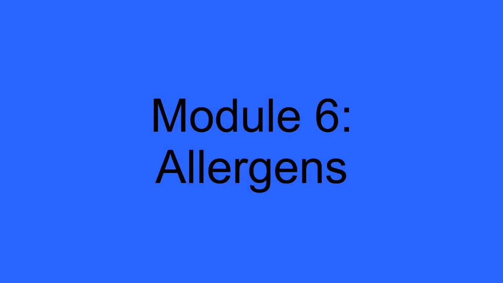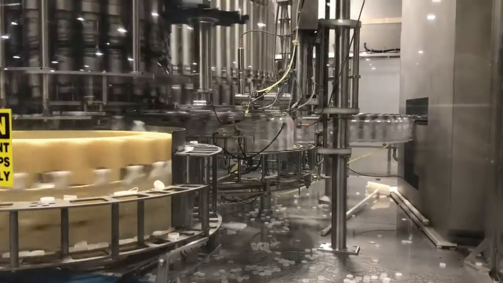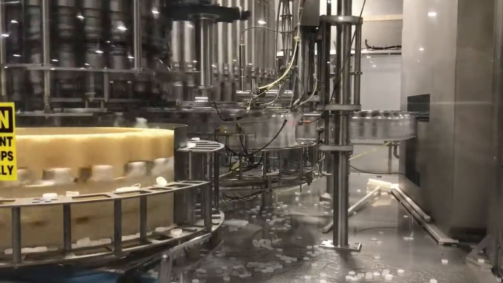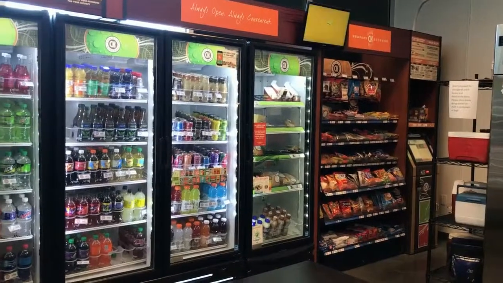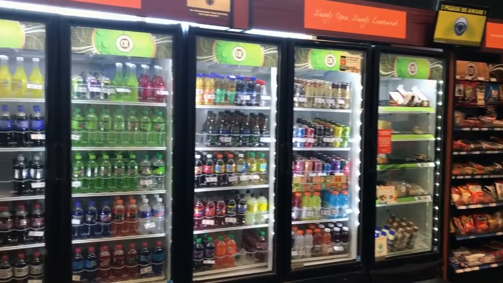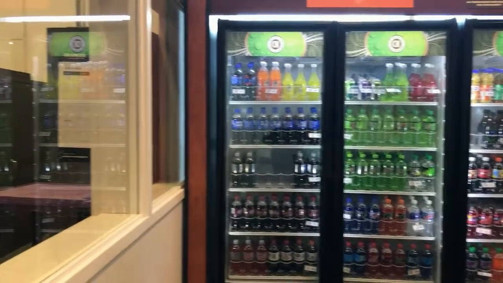Module 6, Allergens. You may be asking, why do we have to cover allergens in training if we only produce water? Well, some Niagara plants do produce allergens. However, the company cannot restrict what employees bring to work for lunch or a snack, so it is important to be mindful of what foods you may bring that have allergens.